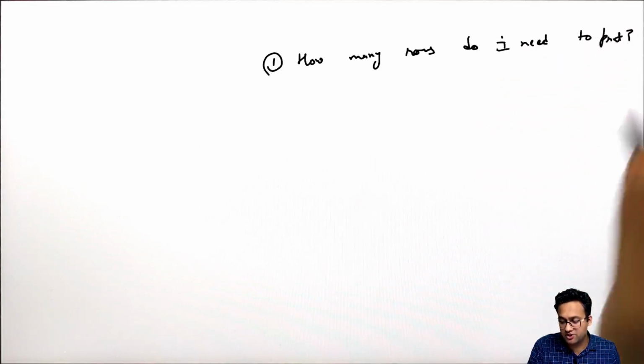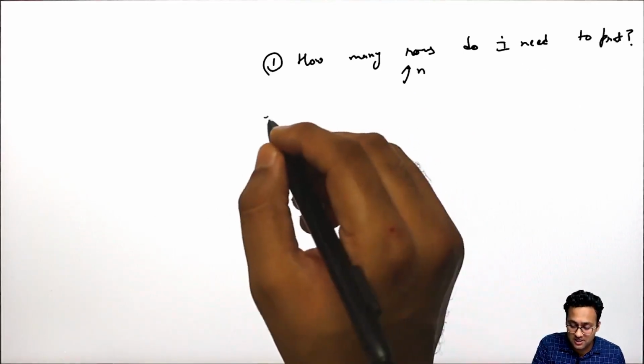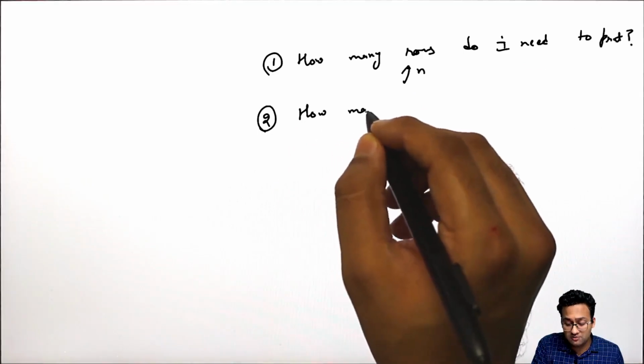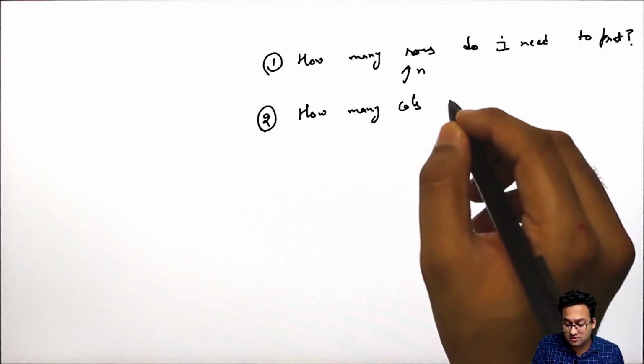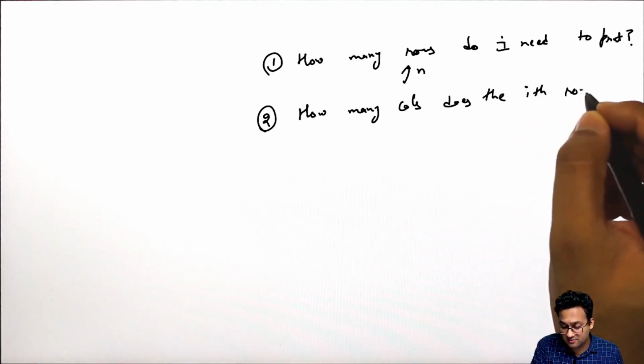So this is the first question you will have to answer. In most of the cases, this will be equal to n. Most of the cases, not always, but most of the times it will be equal to n. The second question you will have to answer is, how many columns does the ith row have?